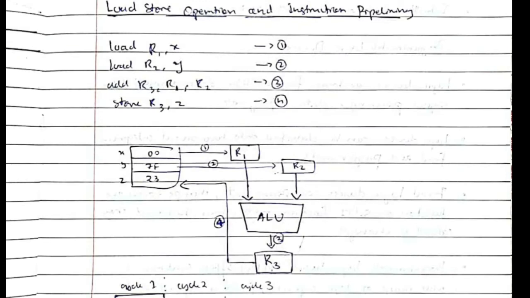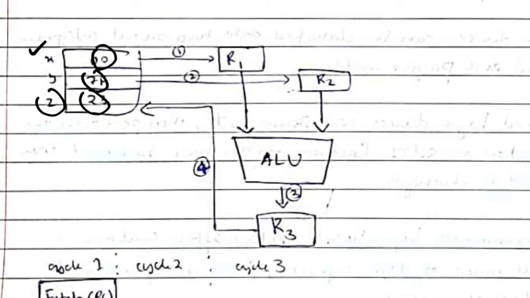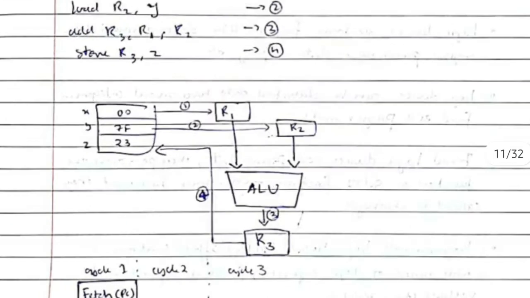Next, we need to know about the load store operation. Consider an example here. This is the main memory. In X, I have 00, in Y, I have 7F, and in Z, I have 23. I want to add these two numbers and store the result in Z. Initially, Z is empty. I'll send this to R1, I'll send this to R2, and both will be sent to the ALU. It will calculate the result and store it in Z. So this is the way the load store operation works.